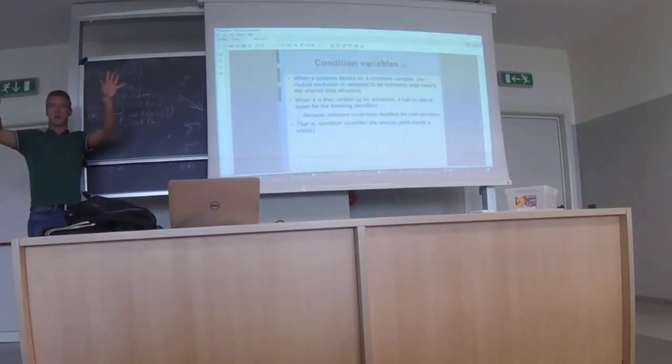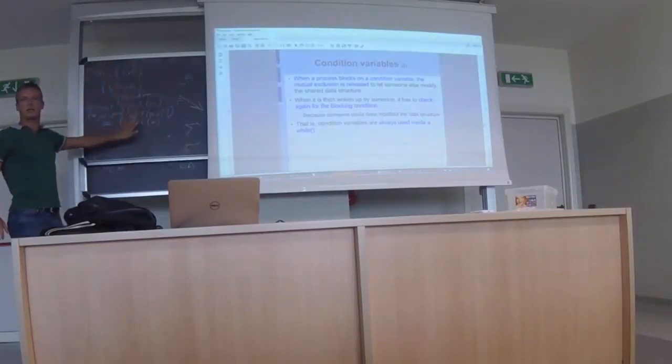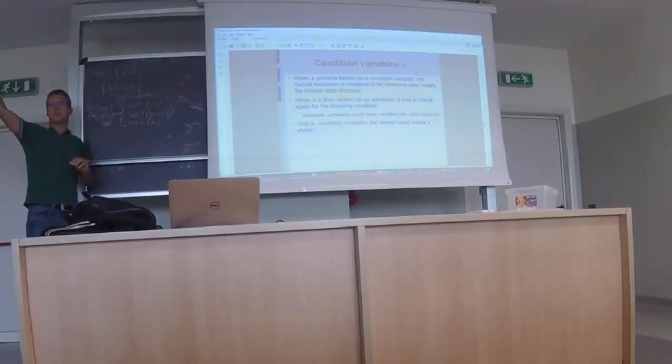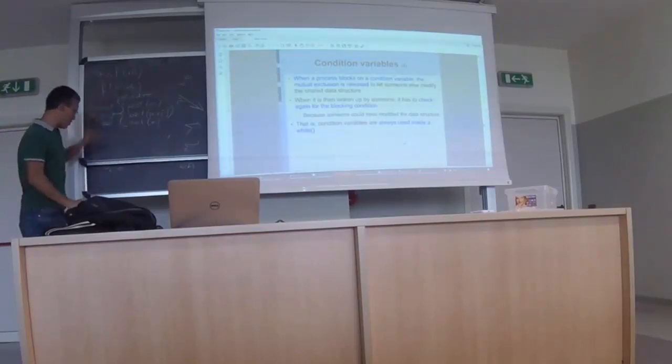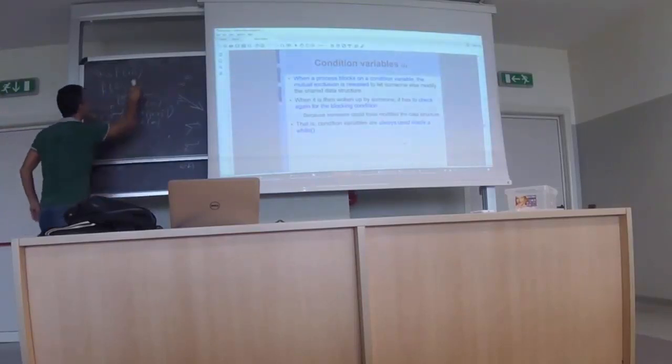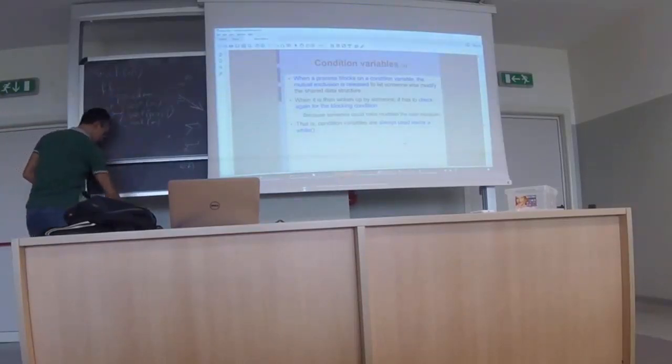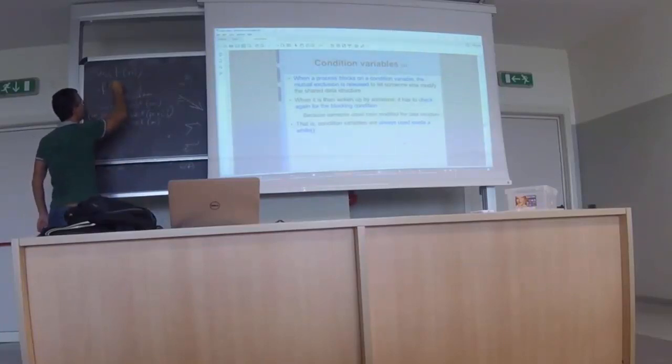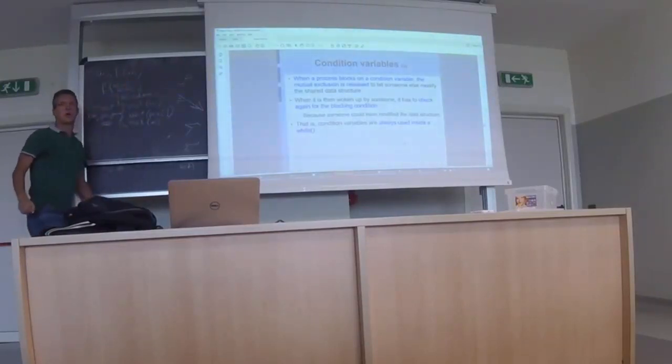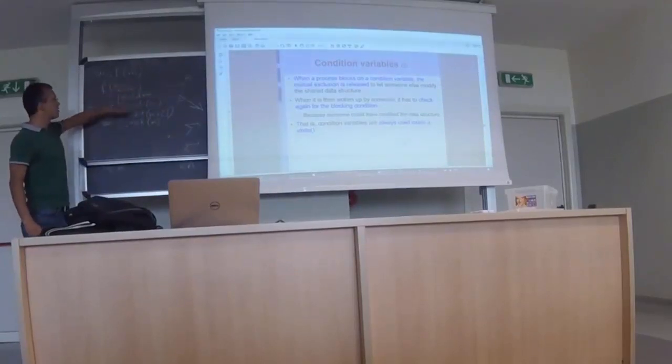Remember the reader-writer problem. No reader is allowed to enter when there is a pending writer. So what is the blocking condition in that case? The blocking condition is if there is a pending writer: a writer active or a writer blocked. This is the blocking condition. So I block here.